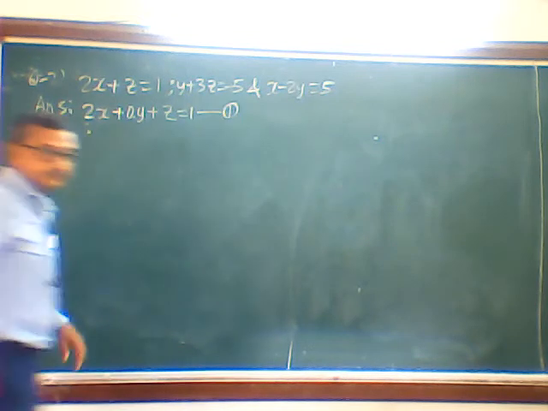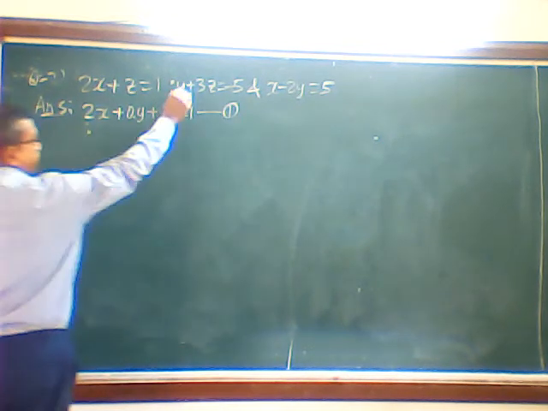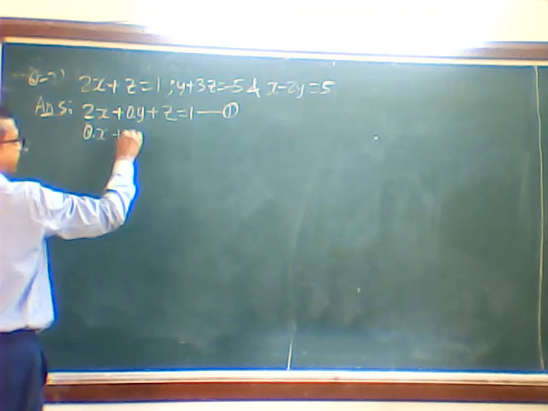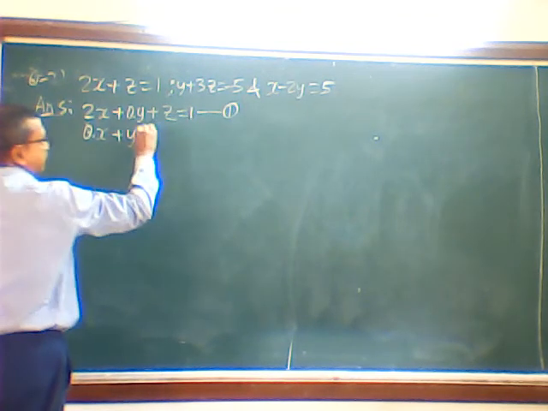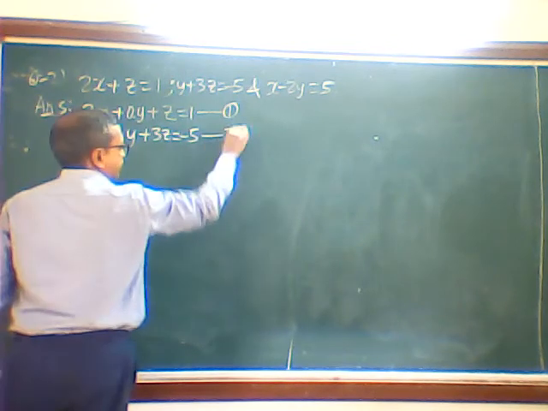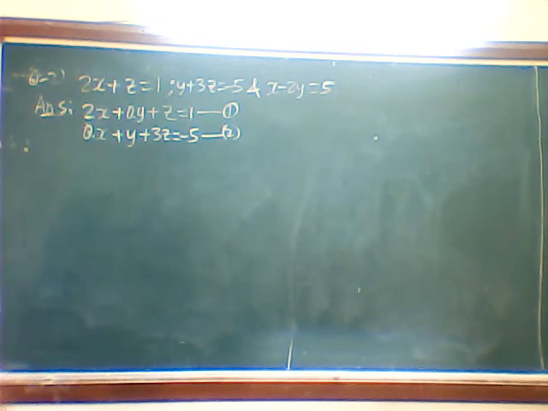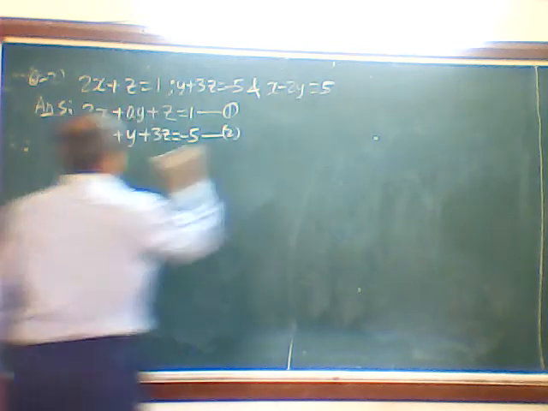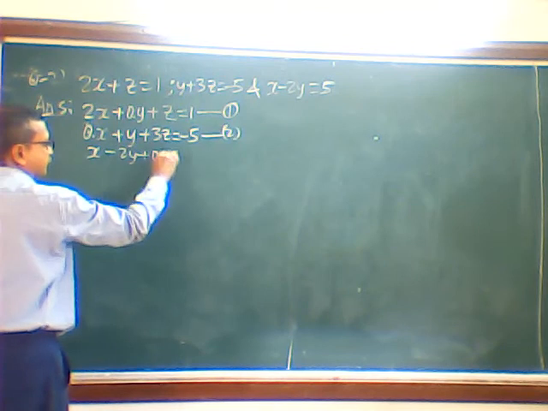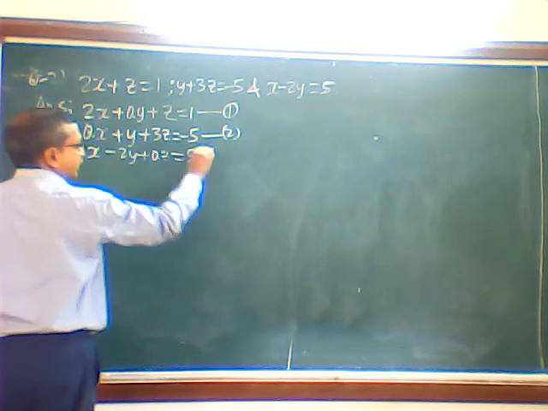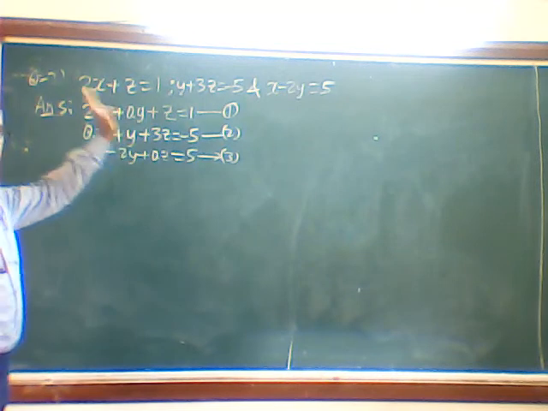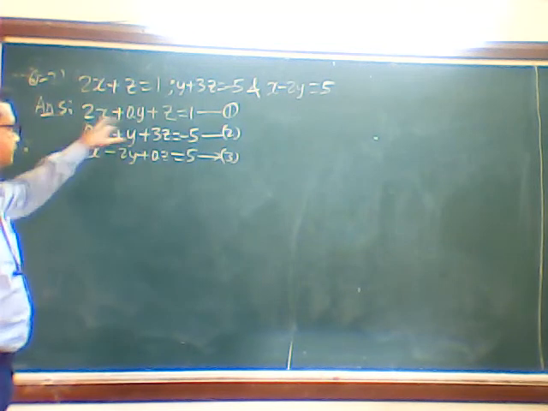Equation number 1. Next, here x is not there. 0 into x plus y plus 3z is equal to minus 5. Equation number 2. Next, here z is not there. X minus 2y plus 0 into z is equal to 5. So whichever terms are not there in the given equation, you are going to write zeros.